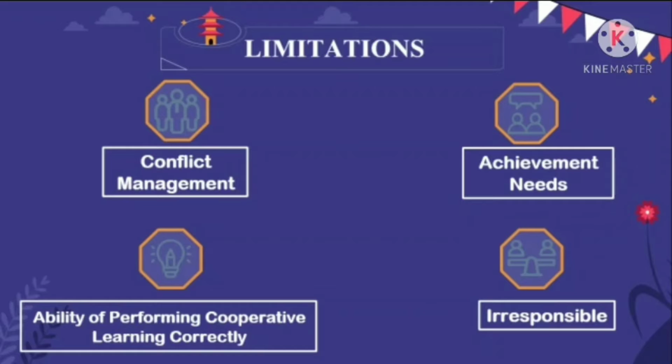Next, cooperative learning might not work if a group member is irresponsible by not giving any contributions or playing their roles. This bad attitude will affect the team's processing and performance, as the main key of a successful team is teamwork. Lastly, some of the groups might not have the ability to perform cooperative learning correctly.